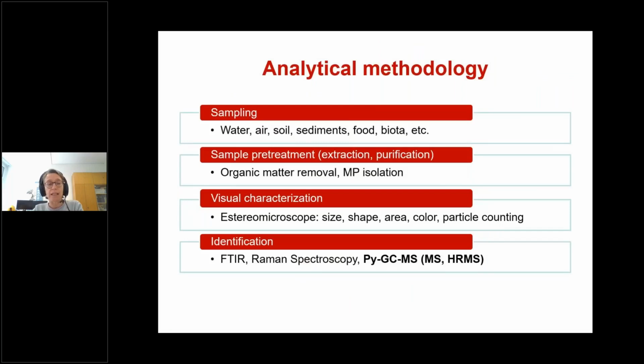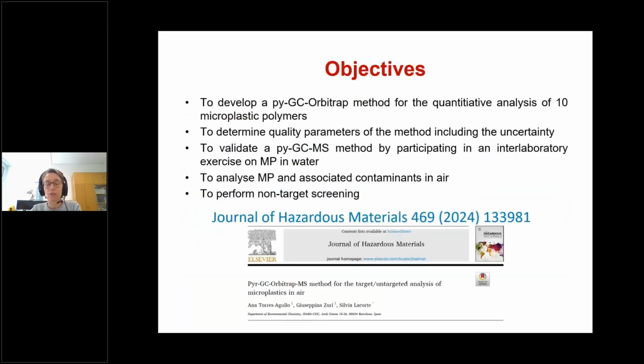Among the different techniques, we are going to focus on pyrolysis GC-MS with Orbitrap mass spectrometer. The objectives of the present work are to develop a method for the quantitative analysis of 10 microplastic polymers, to determine the quality parameters of the method, including the uncertainty, to validate the method by participating in an interlaboratory exercise on microplastics in water, because it is one of the biggest challenges to determine microplastics, and also to analyze microplastics and associated contaminants in air, and to perform non-target screening.